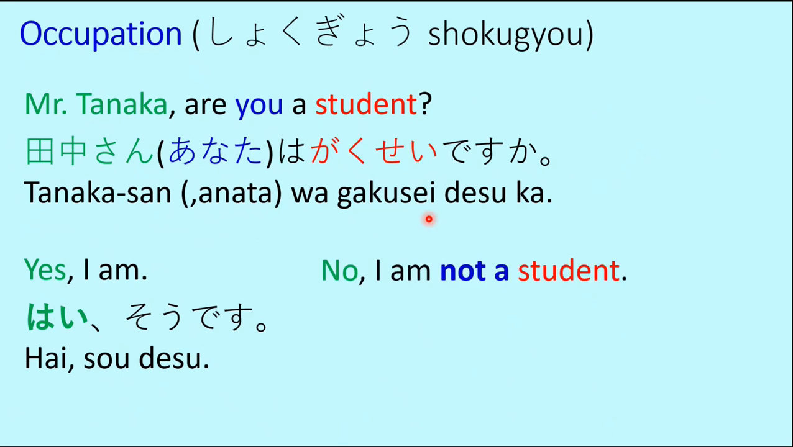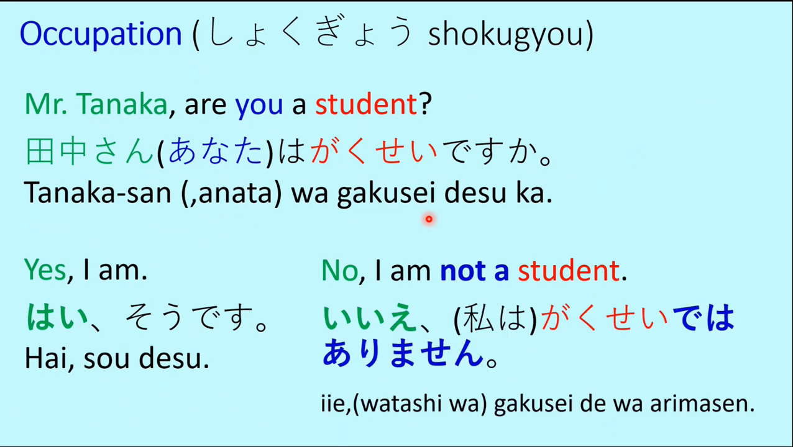Or you can say, no, I am not a student. This is very, very important. Please pay attention to this. Ie, watashi wa gakusei dewa arimasen. Ie means no. I am is watashi wa. Not a student, gakusei dewa arimasen.